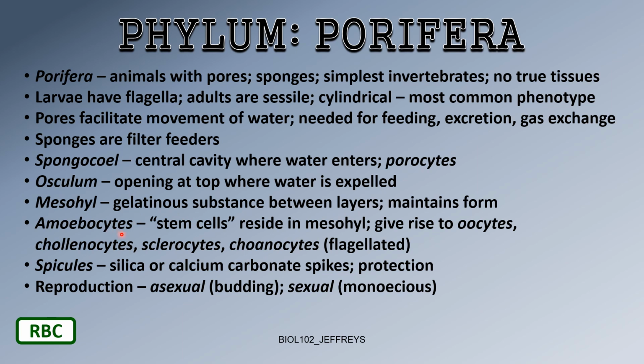So from amoebocytes are generated all of these other types of cells, like oocytes, collencytes. They make collagen, sclerocytes, choanocytes, which are flagellated. Now, spicules are made of silica. That's a glass-like material, or calcium carbonate. And spicules take the form of like little spikes or little spiked boxes or spiked balls. And they are used for protection.